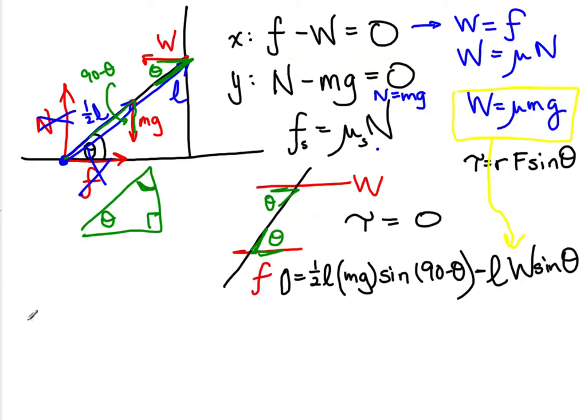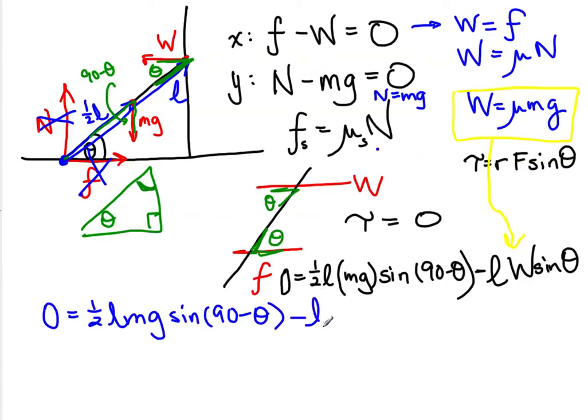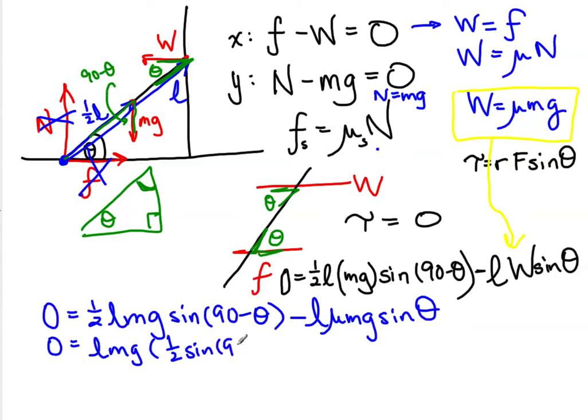And when I rewrite that, I get 0 equals 1/2 length of the ladder, mass times gravity, times the sine of 90 minus theta, minus L mu mg sine theta. Now I can factor a bunch of stuff out here. I can factor out L, M, and G. So I can do L, M, G, parentheses, 1/2 sine 90 minus theta, minus mu sine theta. And this is equal to 0, right?